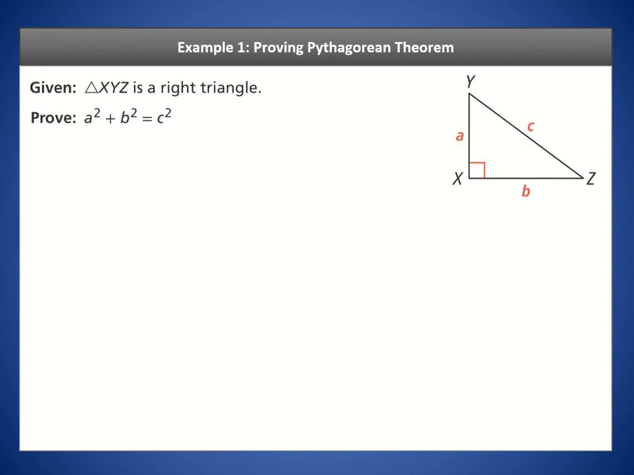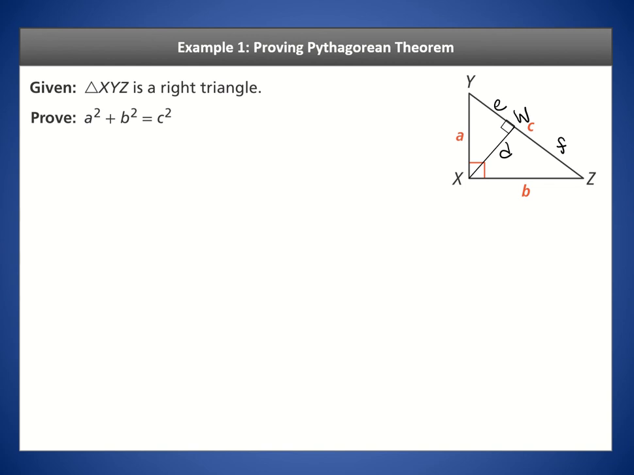So we're going to prove the Pythagorean theorem using similarity. Remember that the previous chapter was all about similarity, similar triangles, and proportions. So given that triangle XYZ is a right triangle, we want to prove that a squared plus b squared equals c squared. In order to prove this, we're going to break this triangle into a couple of triangles. And so now we have three triangles in total: the original, and the two smaller right triangles.